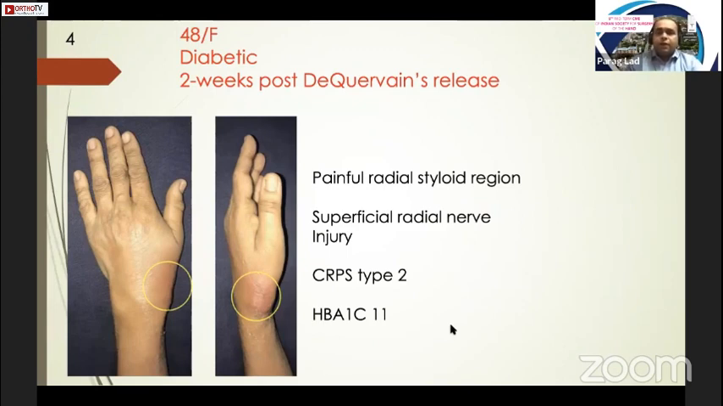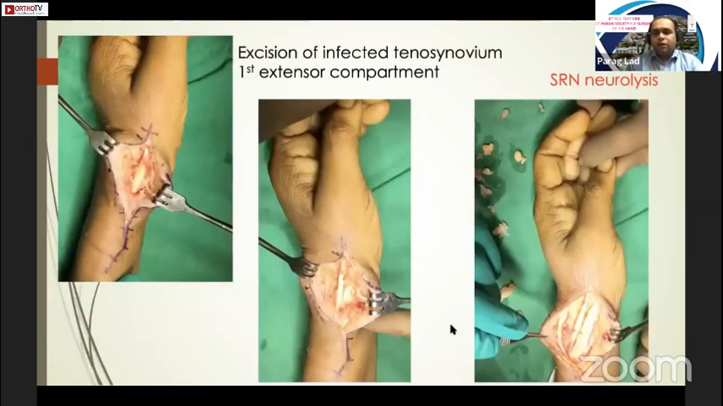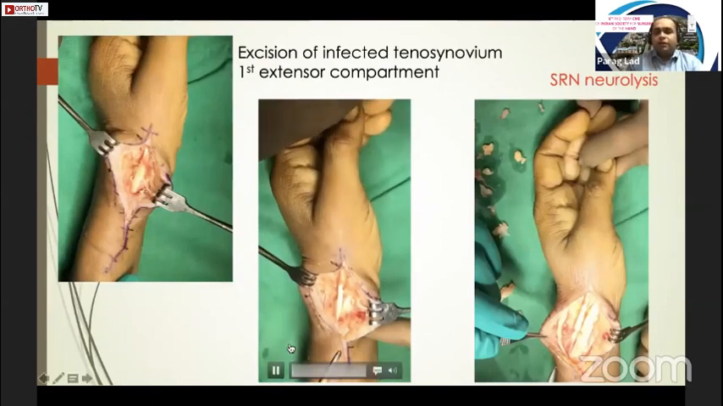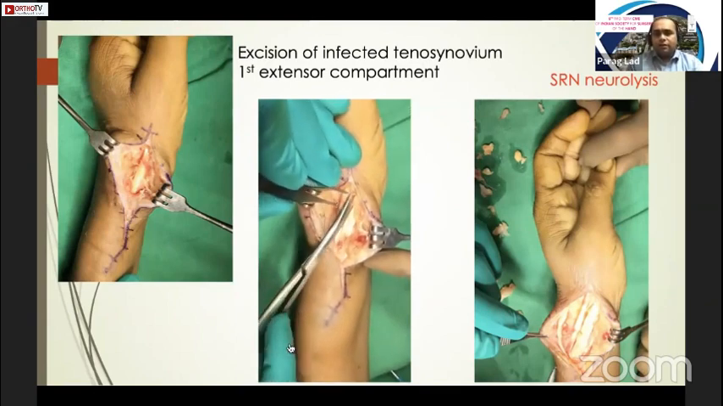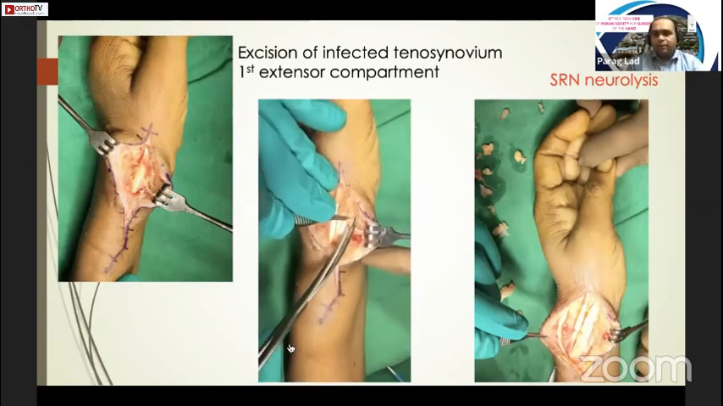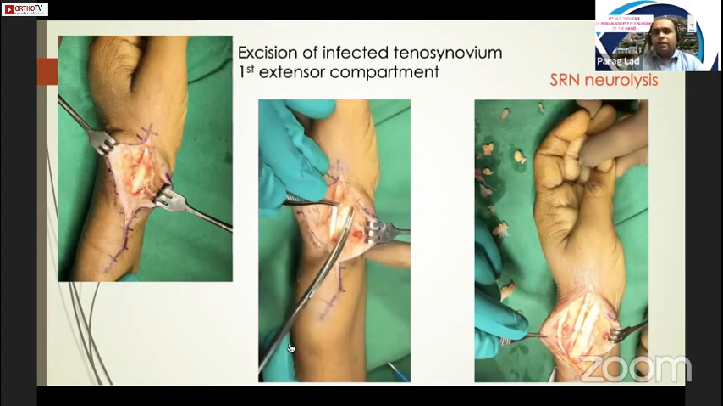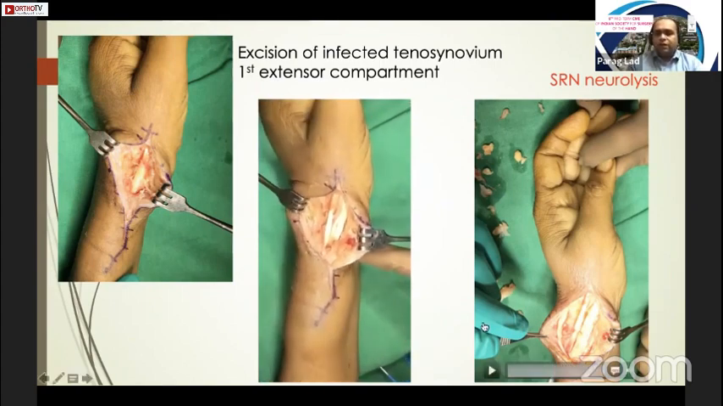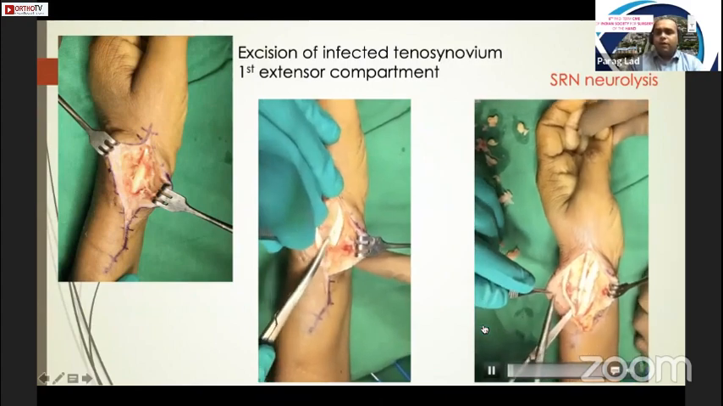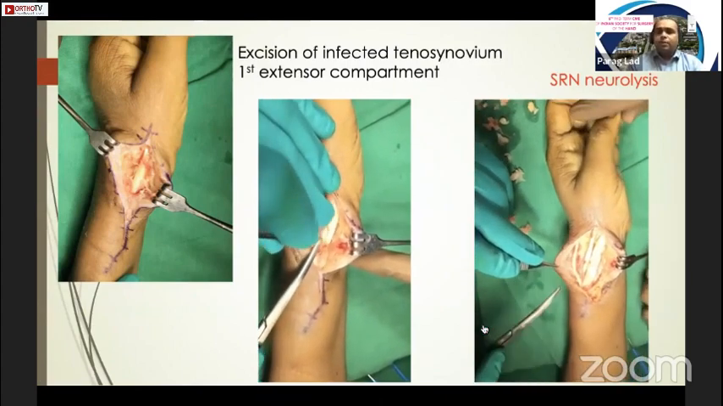I have seen that we may consider de Quervain's disease or a trigger finger release as a small surgery. If the proper aseptic precautions are not followed during these surgeries, they can have a significant infection. Here I am doing a first extensor compartment release completely, and there was infected tenosynovium. The culture came up Staphylococcus aureus, and usually if your debridement is proper, they all heal by primary intention.